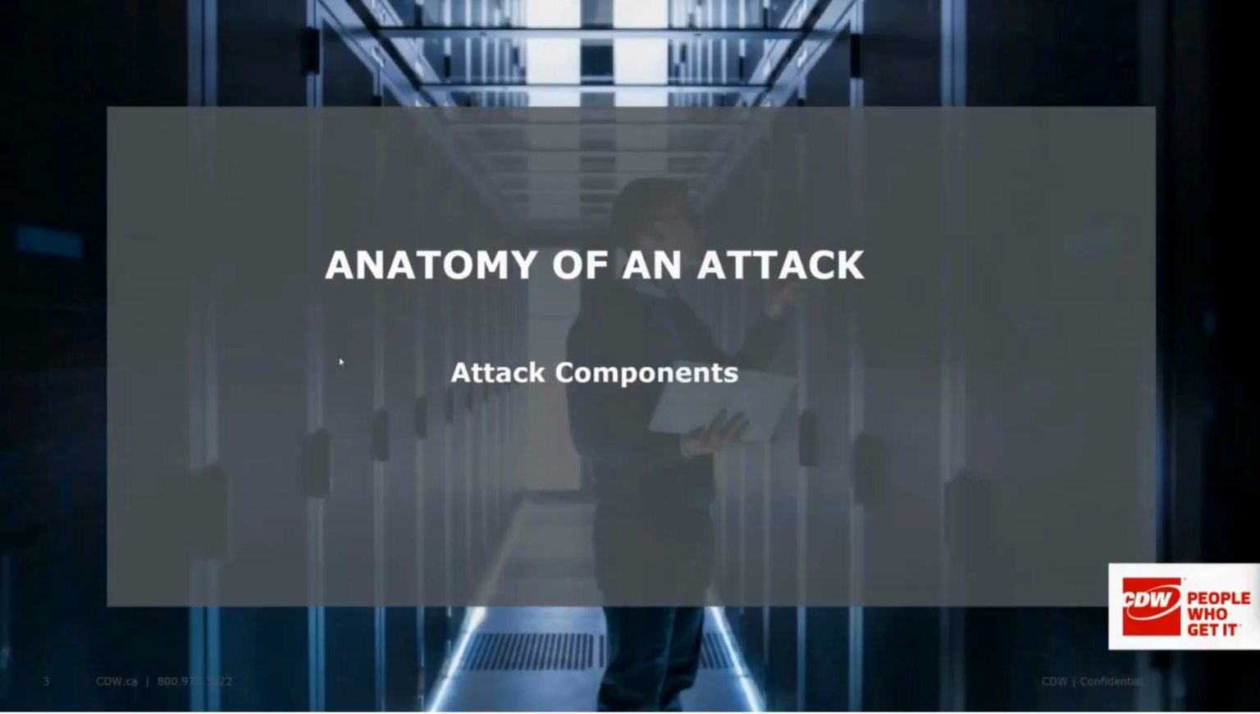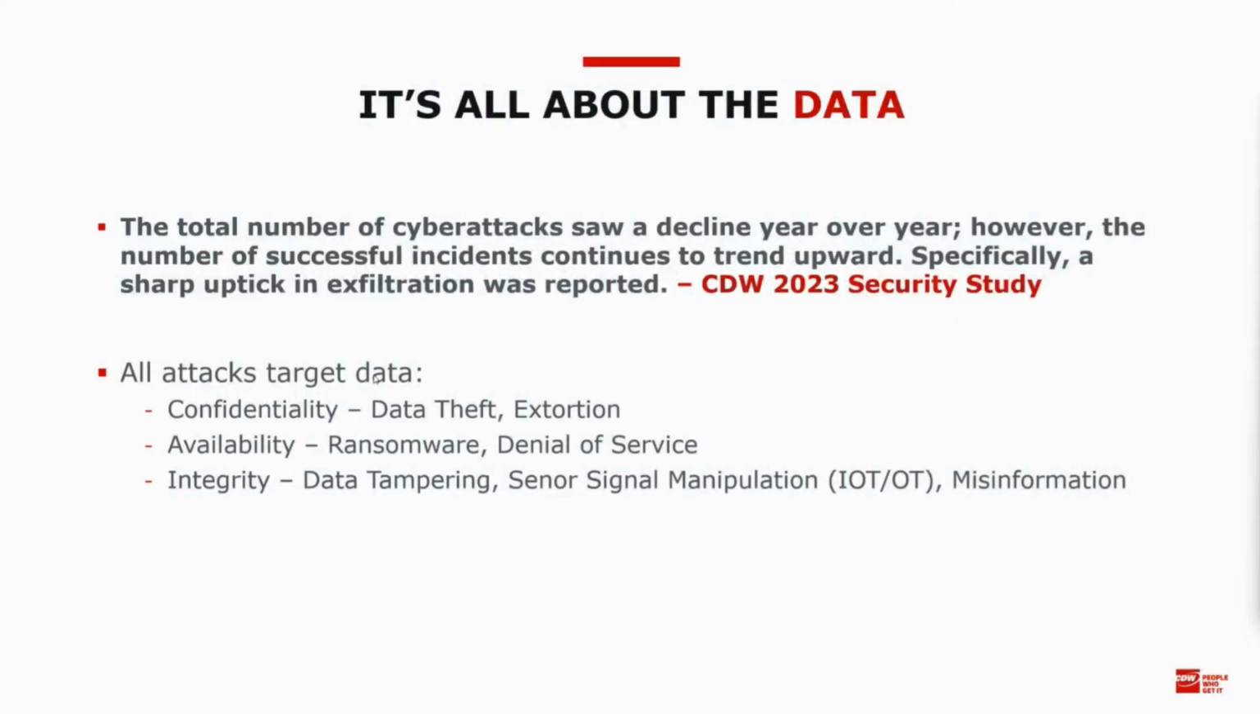Okay. So let's again talk about the anatomy of attack and the attack components. I really want to highlight that it is always about the data: either confidentiality, availability, or integrity. That's what the attackers are going after, your data. They either want to prevent your access to it, or steal it, or destroy it. Maybe they want to hold it for ransom. So within the context of any investigation, we always need to understand the data that they're going after.